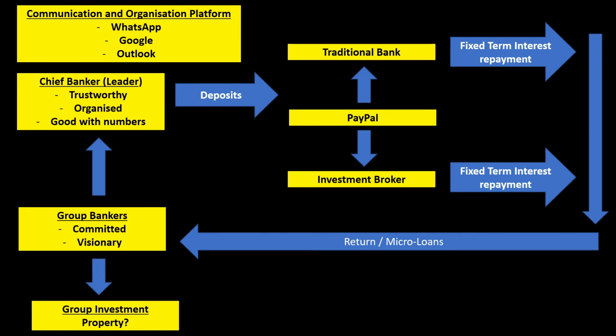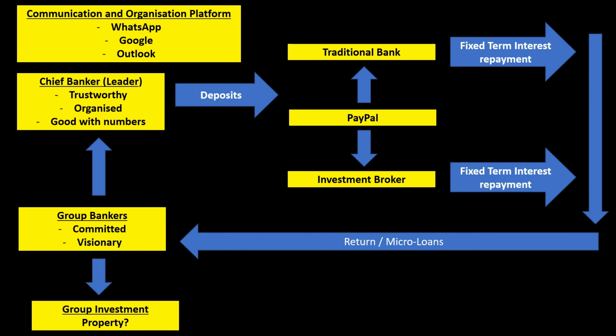So the chief banker takes the deposits and puts them into a savings or money transfer vehicle like PayPal, which is easy to set up, or you can put it directly into a traditional bank, or he might just deposit it straight to an investment broker from the traditional bank.